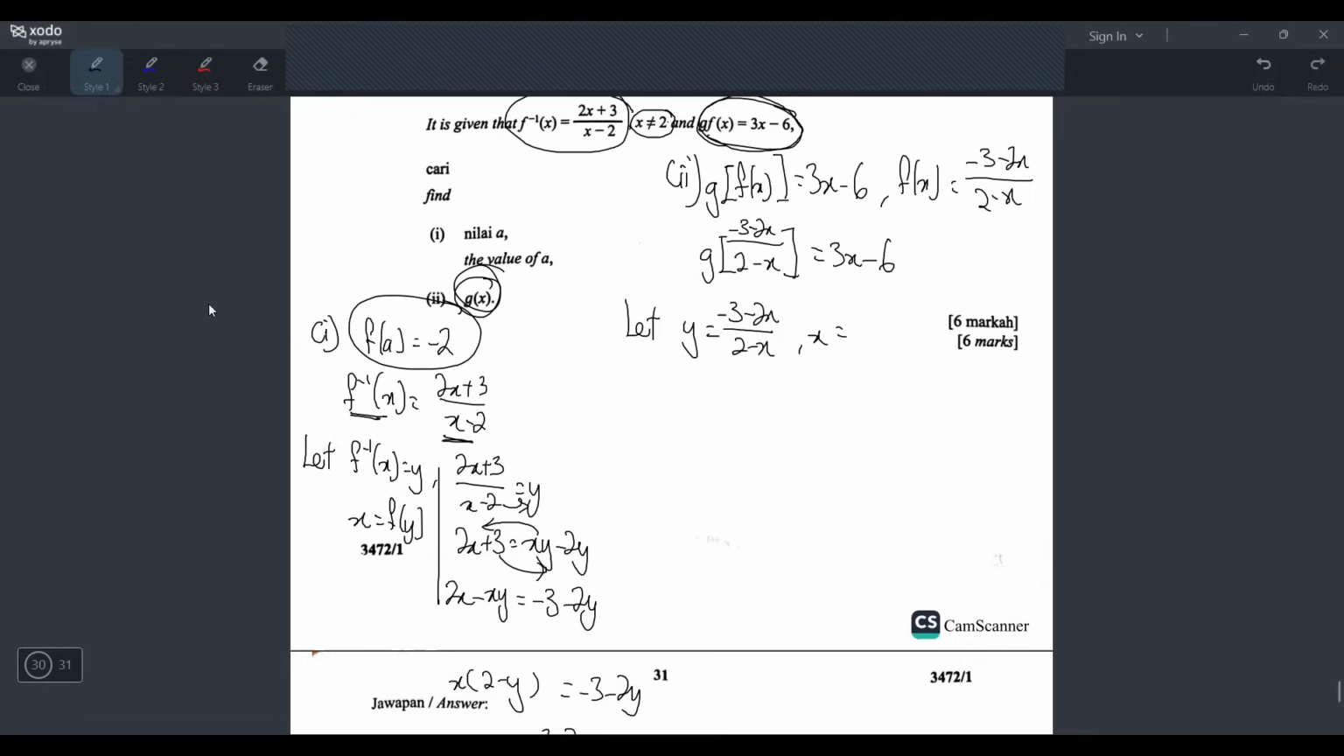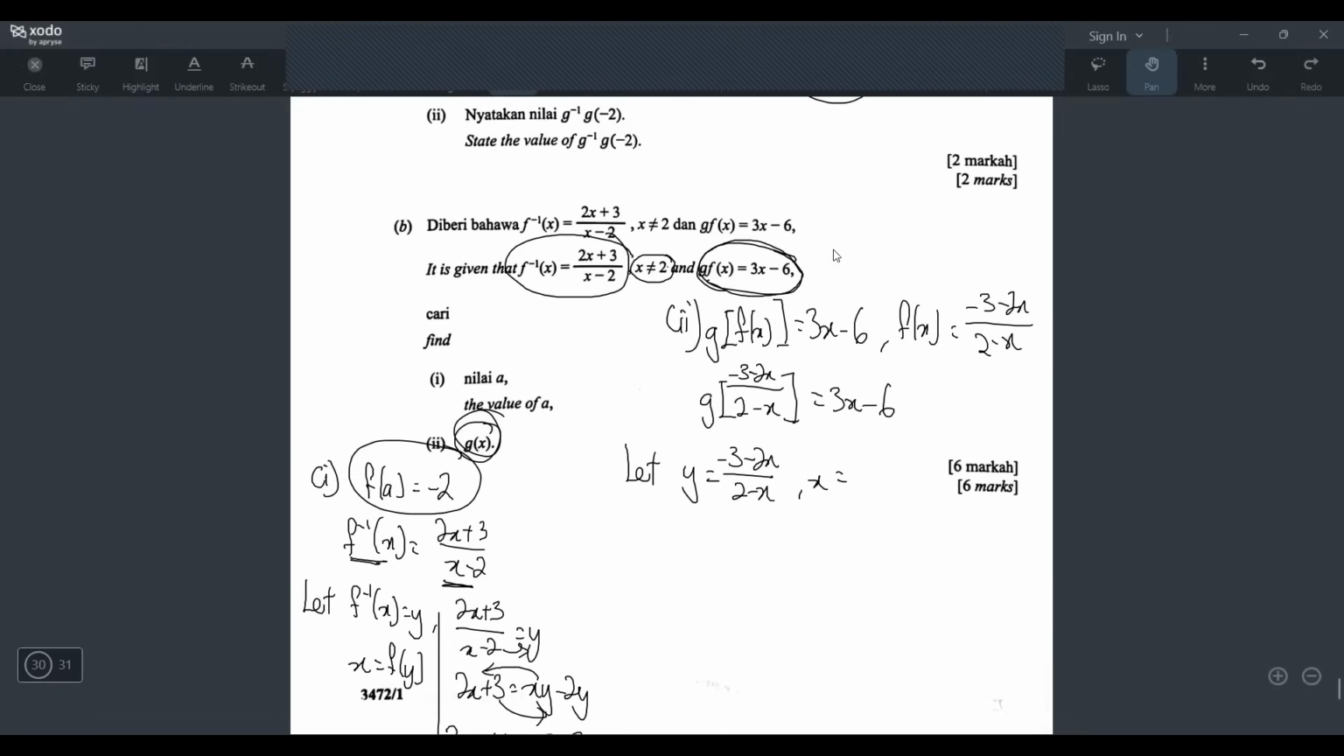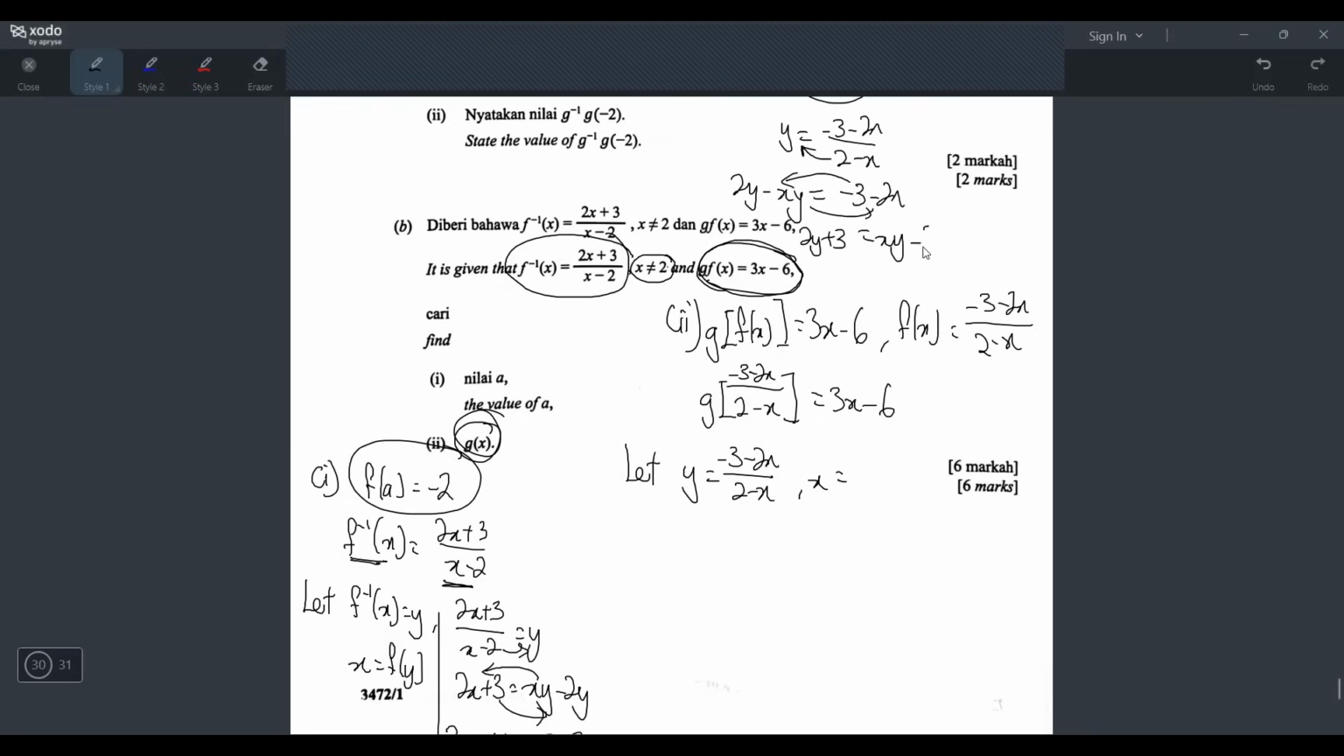So y is equivalent to negative 3 minus 2x over 2 minus x. If you want to find x from here, you can pindah. So pindah 2 ke atas, 2 jadi darab lah. So y times 2 is 2y, minus x times y, xy, and then negative 3 minus 2x. And don't forget you are trying to find x, so try to letak x sekali lah. Minus 3 hantar jadi 2y plus 3. Yang ada x letak sekali. So minus xy jadi xy and then minus 2x.